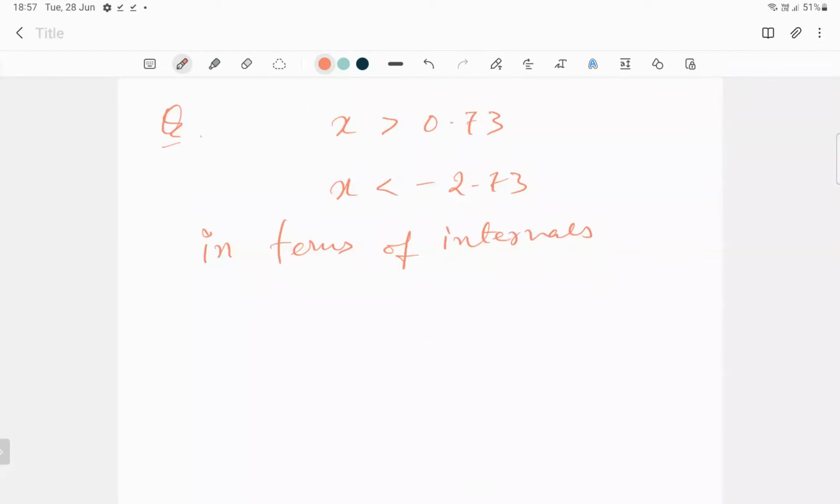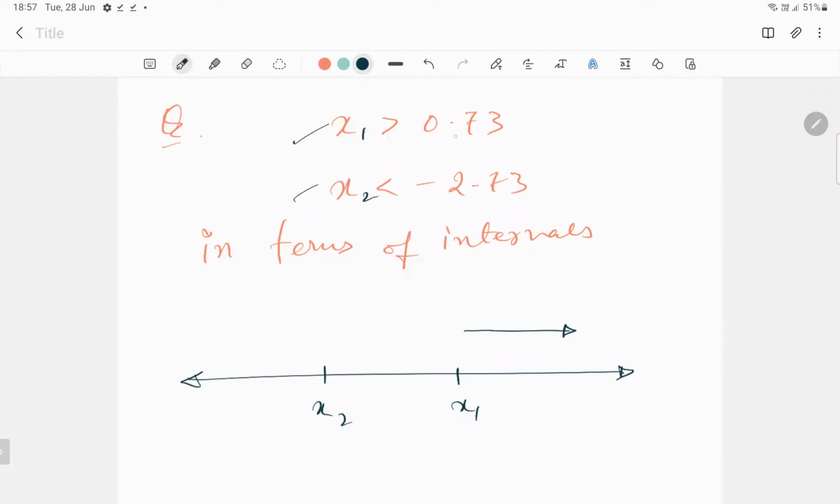First draw the number line. You know how to draw the number line? Just mark these two on the number line. This is x1, this is x2. Now x is greater than 0.73, right? That means all the values on this side. These are the two points, x1 and x2.